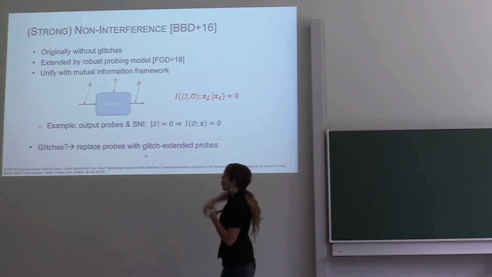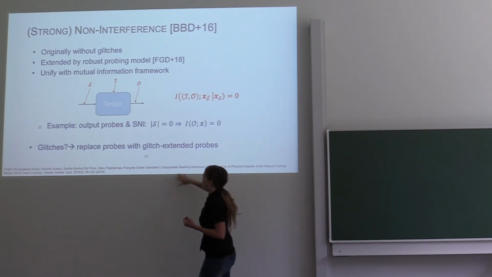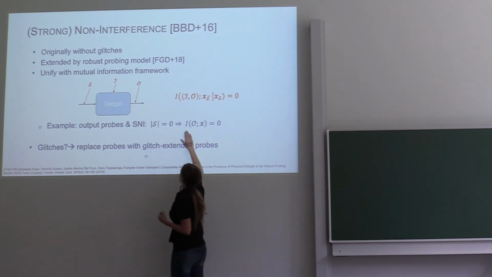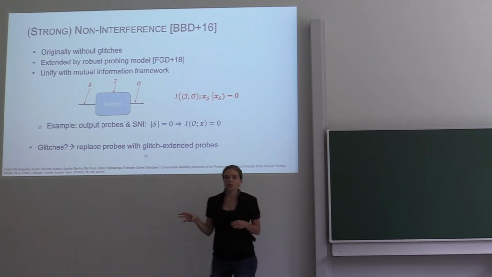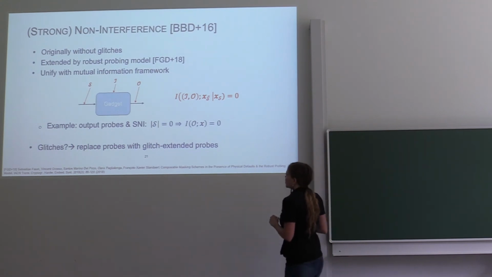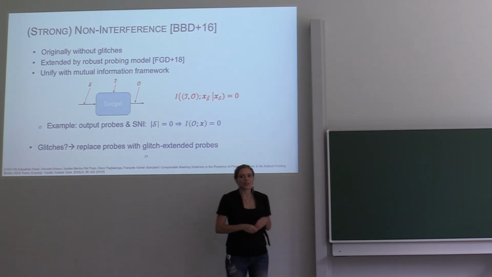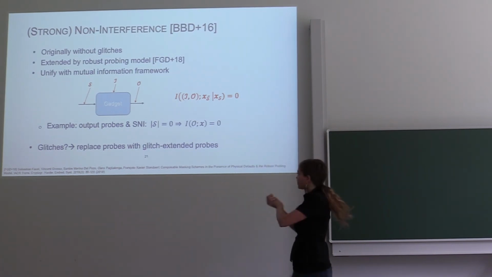Suppose that you're only probing output shares and you want to verify S and I. That means that your set of shares has to be empty. So that means that you essentially want to check that the mutual information between these output shares and the input sharing is 0. So there's a subtle difference with probing security. In the case of probing security, you would check the mutual information with the secret. In this case, you check the mutual information with the entire input sharing. And this is what gives you the composability.